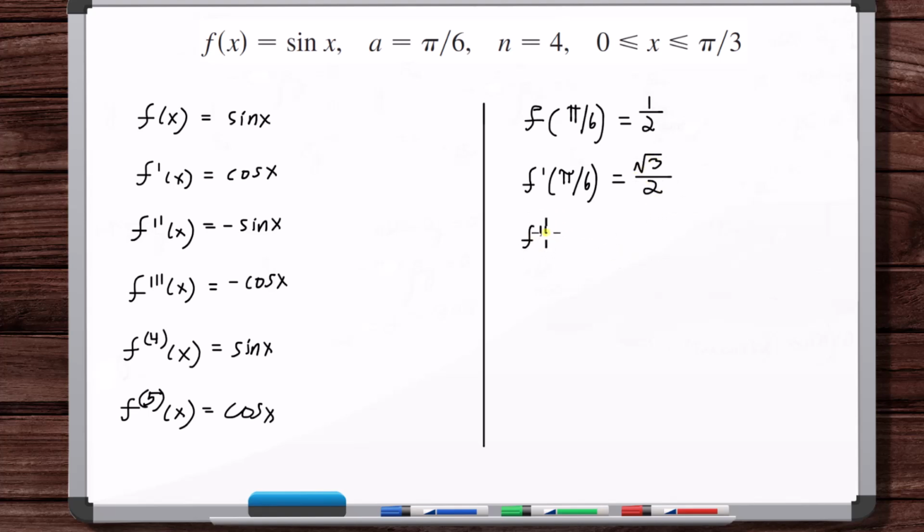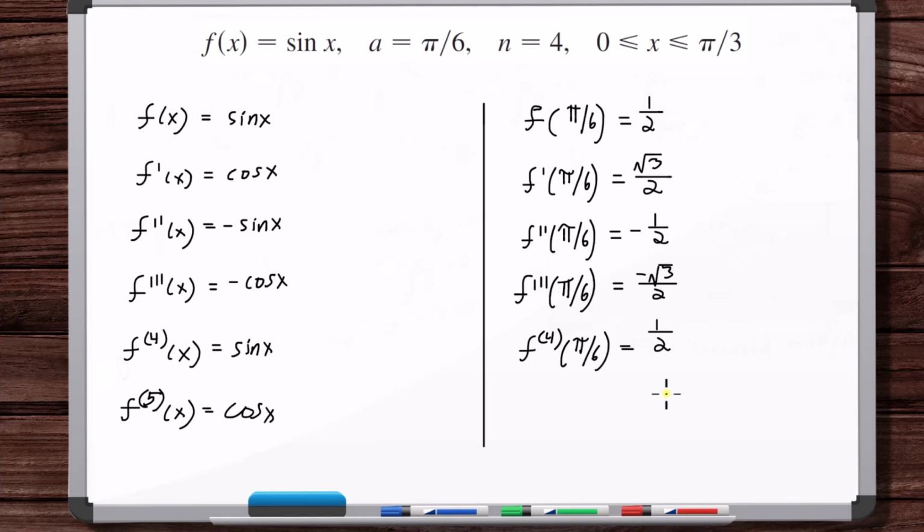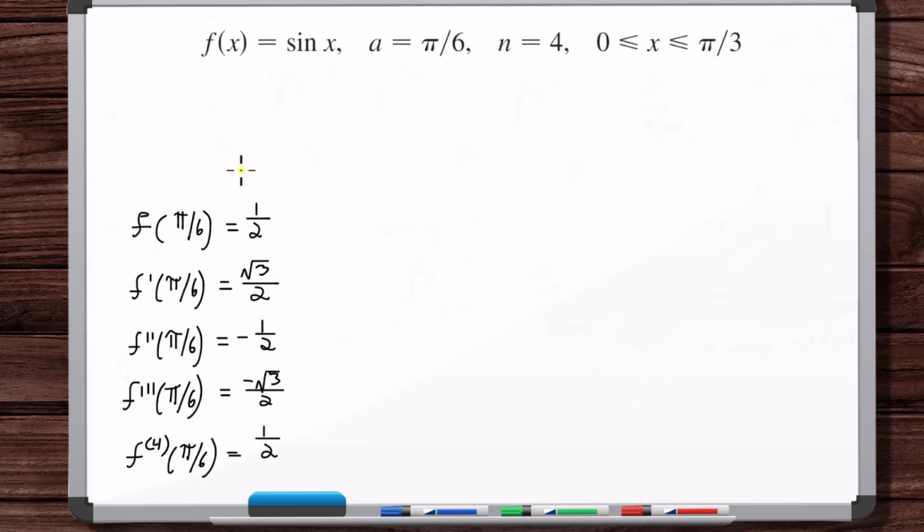Okay, that should be all we need, because this is going to be minus 1/2. So, yeah, minus, okay. Okay, there we go. So there are the coefficients of the Taylor series.